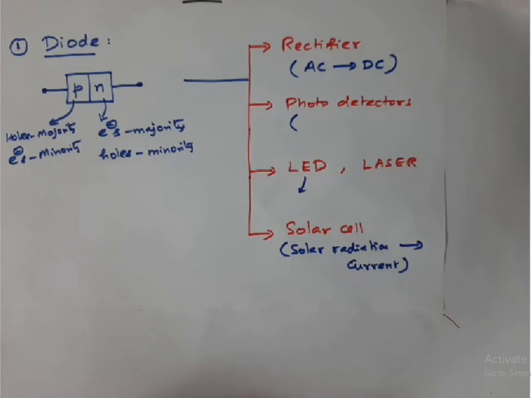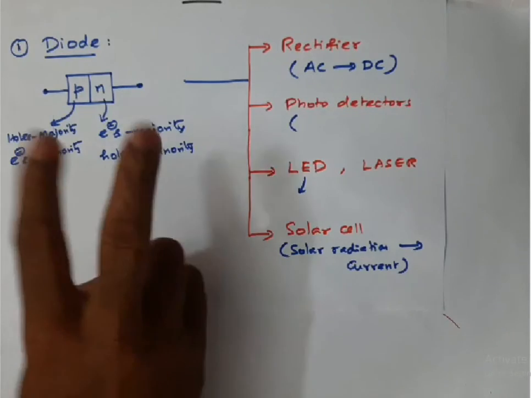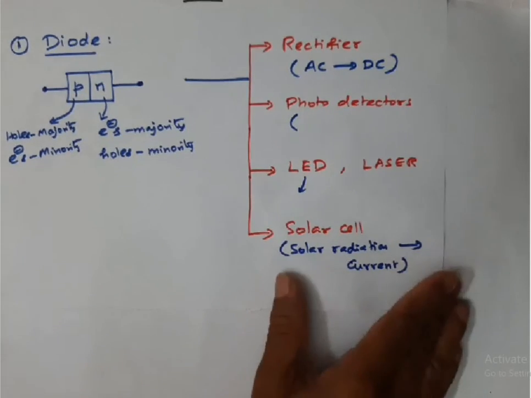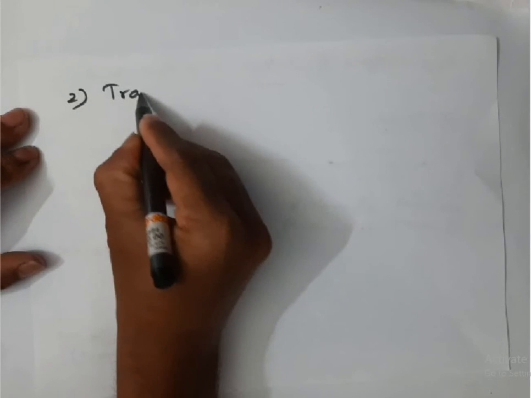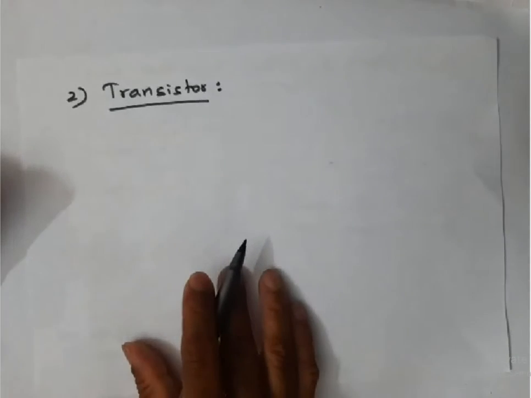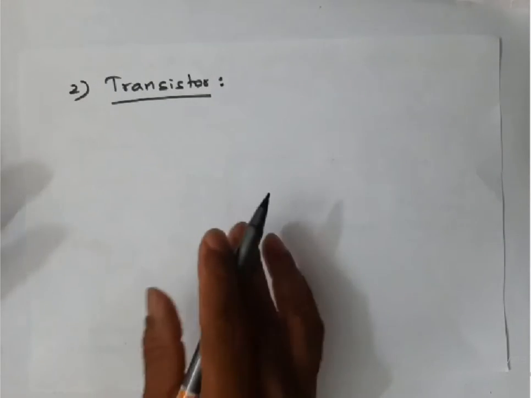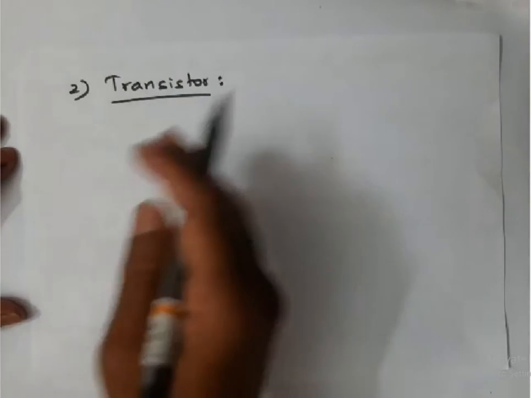Then the second one: suppose I take three semiconductors, 2n 1p or 2p 1n, like that, we call them a transistor. Let me write in the next page. So the second one is transistors. What is a transistor? A transistor contains three extrinsic semiconductors. It consists of three extrinsic semiconductors.